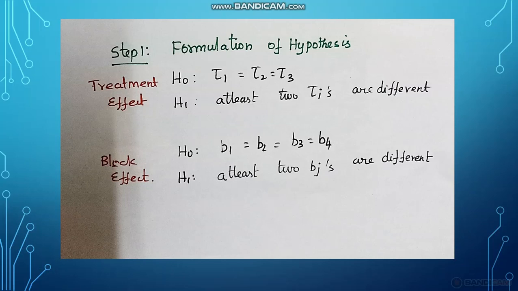Okay, the hypothesis of block effect is B1, B2, B3, B4, at least two Bj are different. Step 1 is you want to formulate the hypothesis. Here we are formulating two hypotheses: one is the treatment effect hypothesis and the other is the block effect hypothesis.